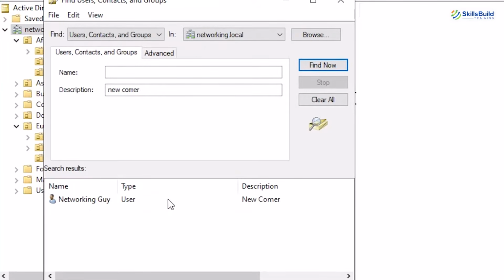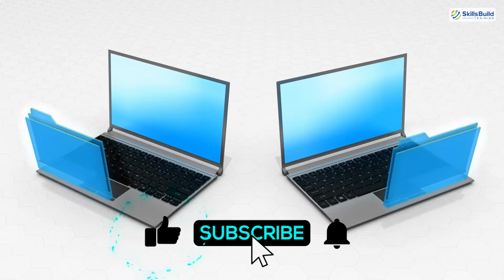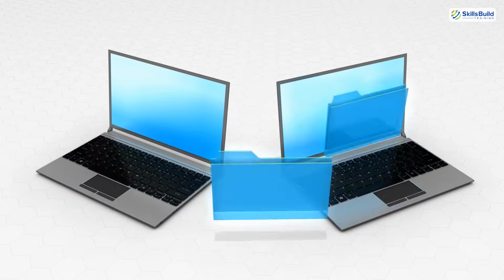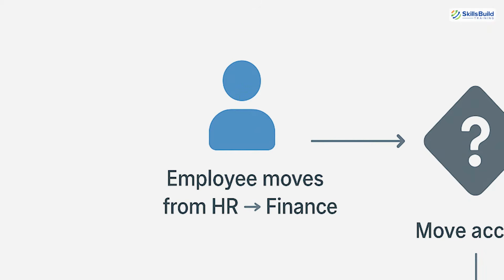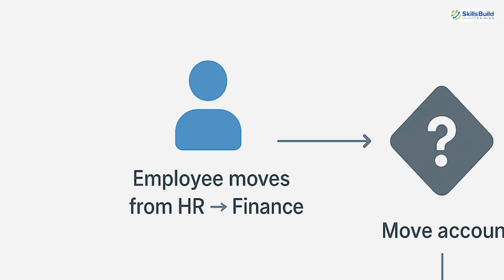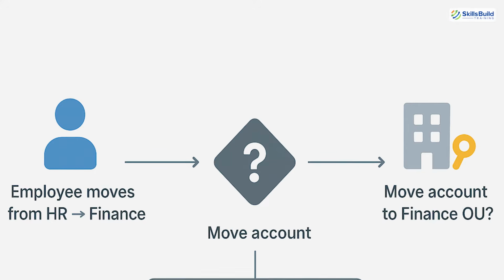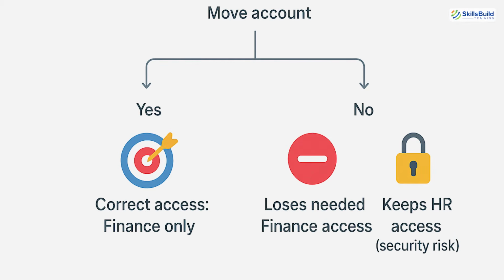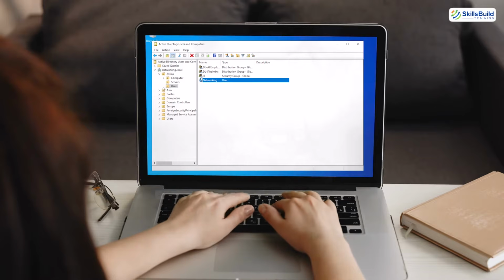There's your updated user. But sometimes it's not just about editing. What if a user switches departments or a whole team needs restructuring? You don't just edit, you move them. And that's where the next trick comes in, moving objects across OUs. Now picture this, someone transfers from HR to finance. If you don't move their account into the finance OU, one of two things happens. They either lose access to what they need, or worse, they still keep access to stuff they shouldn't. With one quick drag and drop, their entire security policy refreshes instantly.